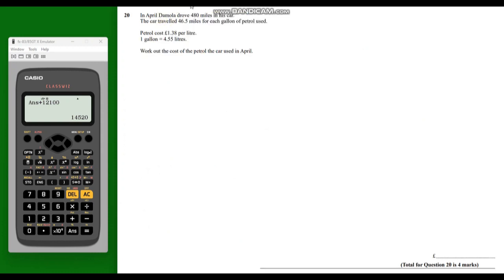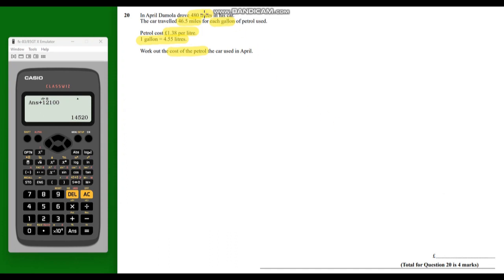Question 20. In April, Damala drove 480 miles in his car, and the car travelled 46.5 miles for each gallon of petrol used. We've got the petrol cost, £1.38 per litre, and we've also got a conversion from gallons to litres. So 1 gallon is 4.55 litres. Work out the cost of the petrol used in April.